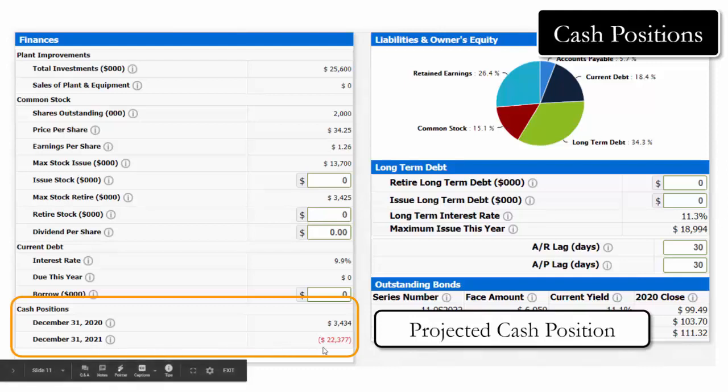You can see that right now we are projected to be $22 million in the negative. And this is due to these investments that we are doing, but which we have not yet funded either through debt or equity.